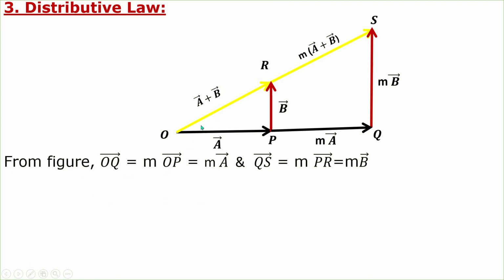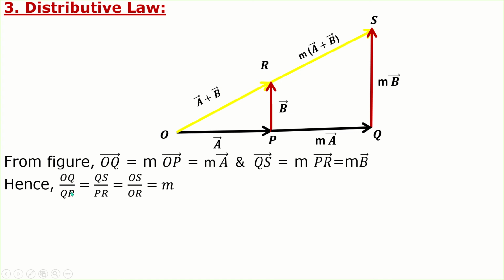Follow from the figure OQ. OQ is equal to m into OP, meaning m times a vector, and QS is equal to m into PR, as this and this are parallel. When two lines are parallel or their support lines are the same, we can write a vector as a scalar multiple of this vector. QS is equal to m into PR. PR is equal to b, so this is equal to mb vector.